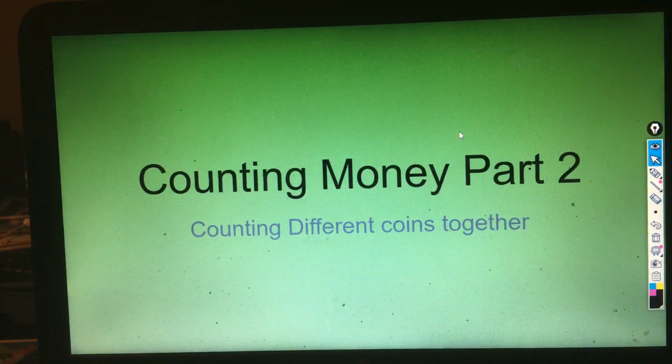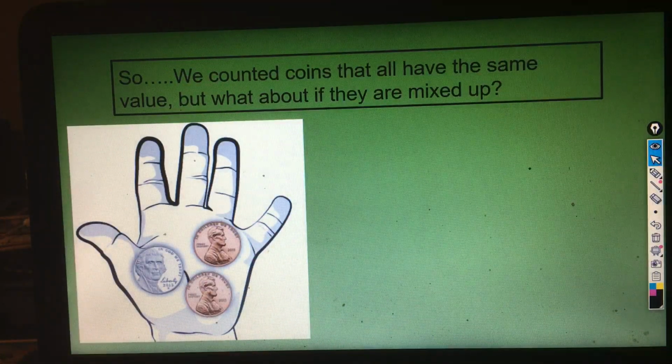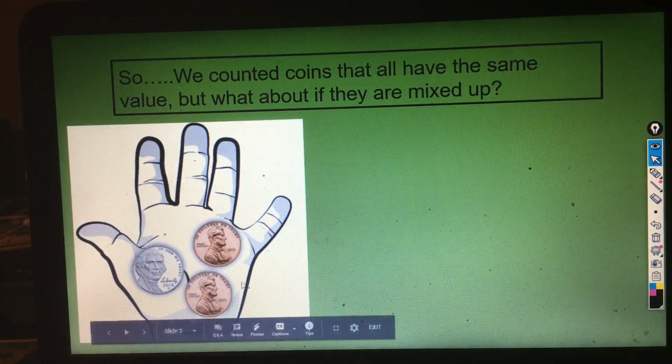Okay, guys, welcome back. We're going to be counting money again today, but we're going to do it with groups that have different amounts of coins in them. So it's a little bit different than counting the same amounts, as you can't just skip count by fives or by tens. You have to change when your coin changes. So on this very first one, this is an easy one.